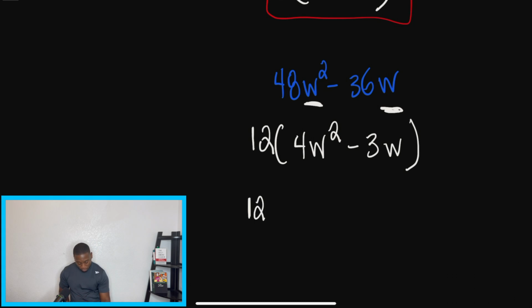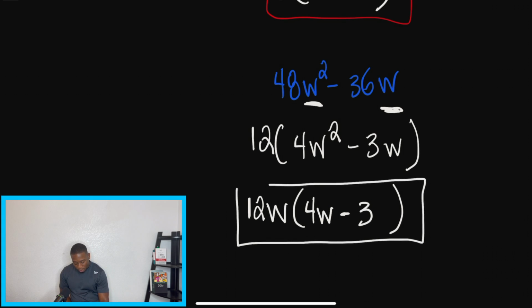So now in the next step, I'm going to rewrite my 12, and now I'm going to take a w out. But how does this change the problem? Well, this is what happened. We basically are going to have one less w for each term. So now instead of having 4w to the second power, we just have 4w, right? We took one away. And then when we go on to minus 3w, guys, we took a w away. So now our final answer is just 12w, and then inside parentheses, we're going to have 4w minus 3.